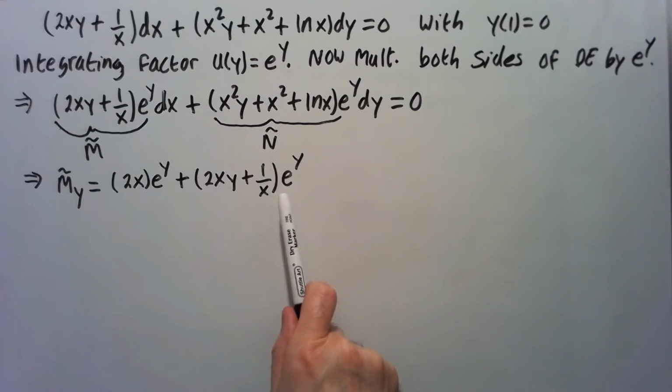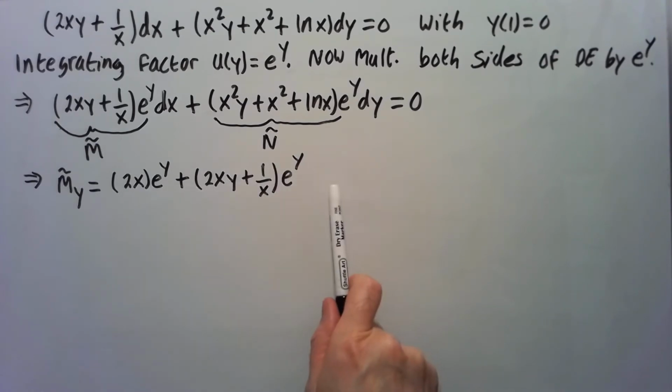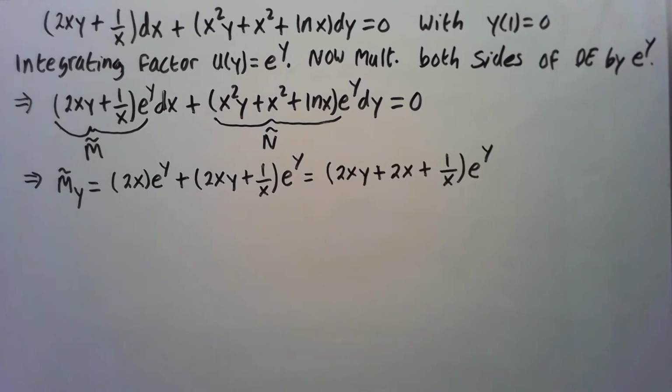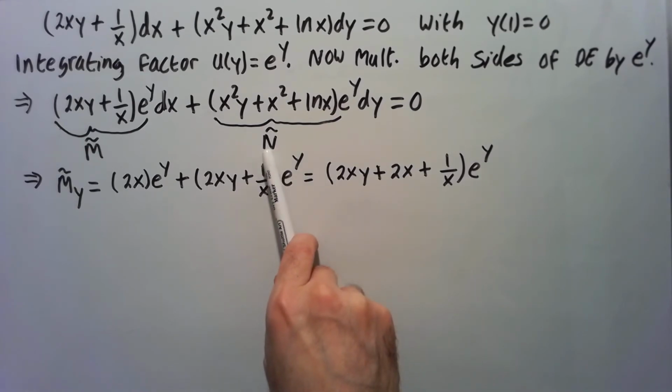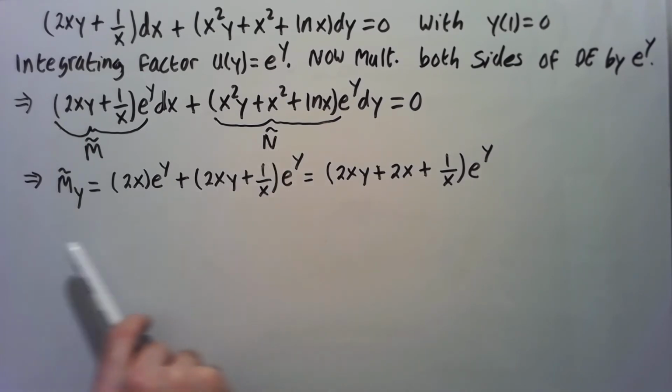I can then factor out the e here. So doing that, factoring the e out on the right here, I would have 2x plus 2xy plus 1 over x. I put the 2xy first, so it'd be 2xy plus 2x plus 1 over x, times e to the y. Let's now do the derivative of n tilde with respect to x. So let me do it here.